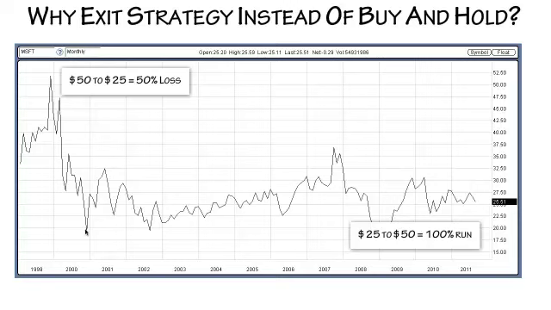Look at this. It falls, and to get back to here is what, 1, 2, 3, 4, 5, 6 years. Then it falls again. 1, 2, 3. It's not even back up there yet. This is 1999 to 2011. This is 12 years. That's going from age 50 to age 62, and you're down half. Why exit strategy instead of buy and hold? That's why.